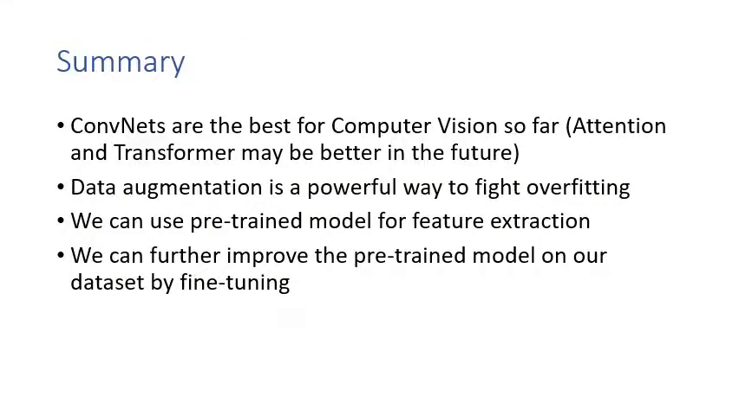Let's summarize what we have learned so far. First, convolutional neural networks are the best for computer vision tasks. But in the future, some new architecture called attention and transformer may be better. And data augmentation is a very powerful way to fight overfitting. Then we learned how to use a pre-trained model for feature extraction and retrain the top classifier for our own tasks. We can further improve the pre-trained model on our dataset by fine-tuning the top few layers.